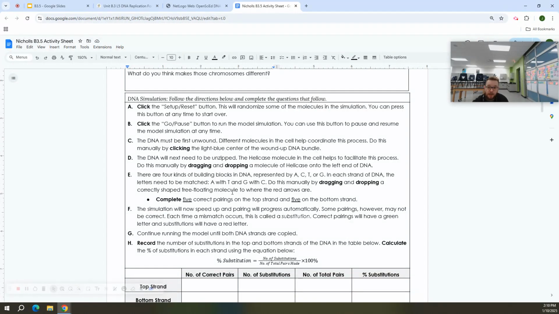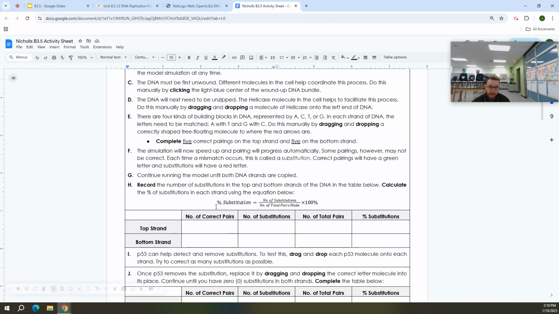It can be kind of hard to drag and drop. It is going to be a little bit time consuming, a little bit frustrating. I understand. I already went through the whole simulation. I get it. Okay, but I do think it's a valuable resource, and I do think it will really help us visualize what's occurring when I'm making new copies of DNA.